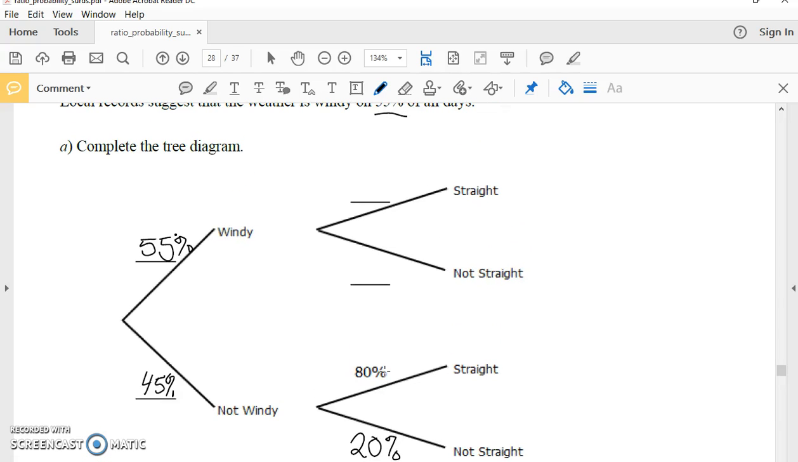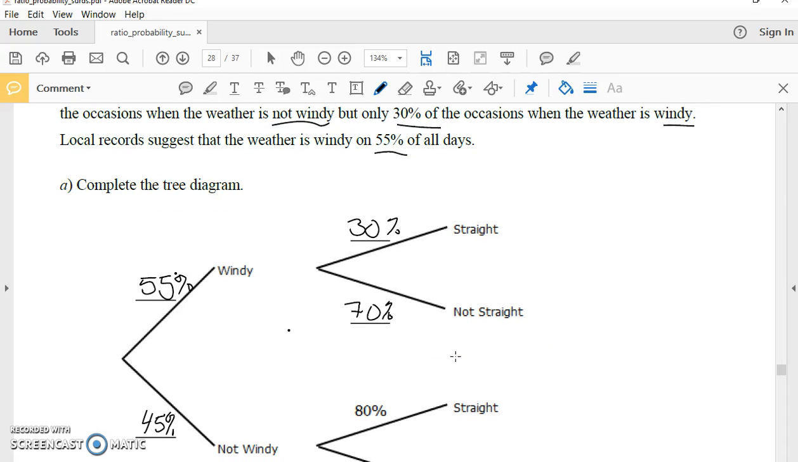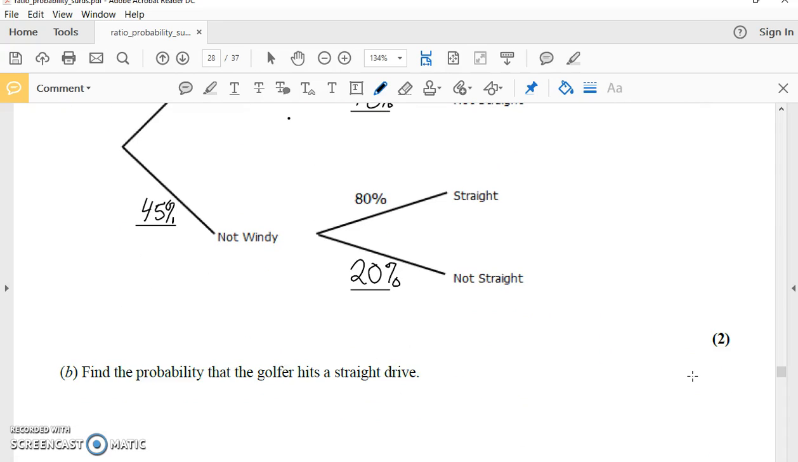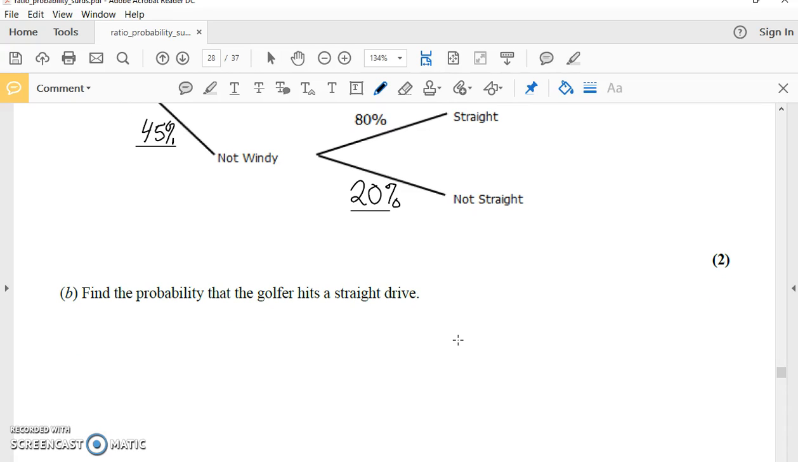So again, we want each one of these to equal 100. Now, when it's windy and he's hitting a straight drive, he only hits it 30% of the time. So again, I want the 2 to add up to 100, which means that he's hitting 70% on his not straight drives. Okay? So, once we've done that, we want to find the probability that the golfer hits a straight drive. Now, to do that, I need to find the probability when he's got a windy and when he's got a non-windy.